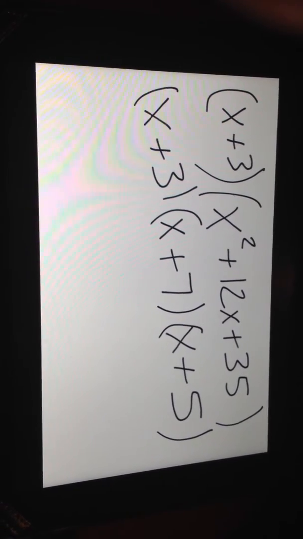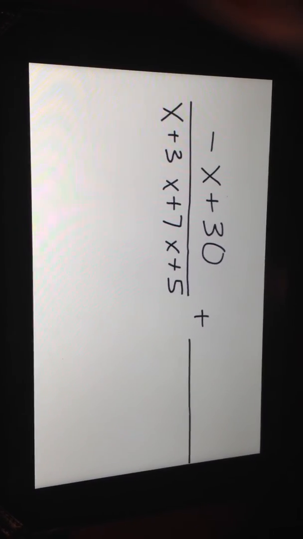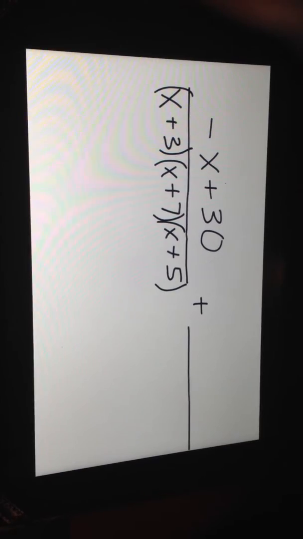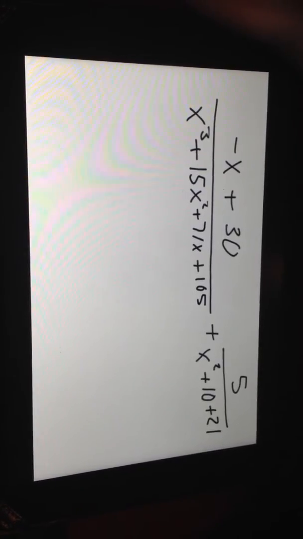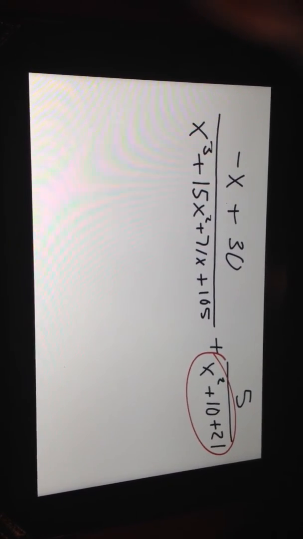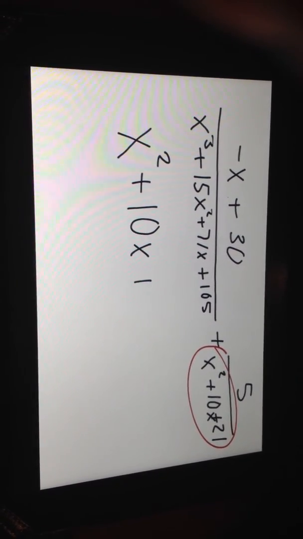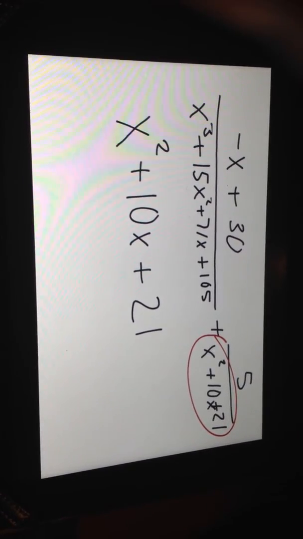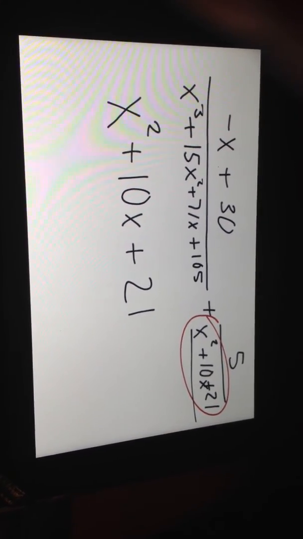So let's put this in our new problem. So this is what we have now. Now let's factor out the second bottom number of the other function. So we have this one. So now we're going to take out this one. Alright, I'm just going to do it right here. Now I forgot to put the x right there. This was supposed to be x squared plus 10x plus 21. So that's what we have right here.